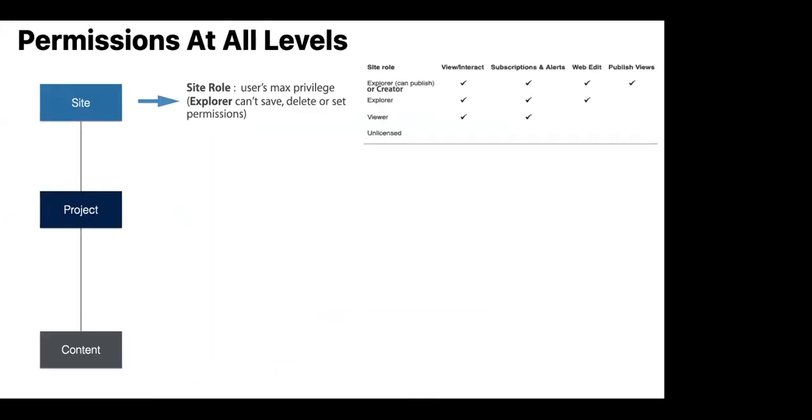Permission happens at all levels. At a site level, Tableau has a site role. That is the maximum privilege a user can have. For example, Explorer can never save, can never delete, can never set permissions, can never publish anything to a server. That is capped by its site role.